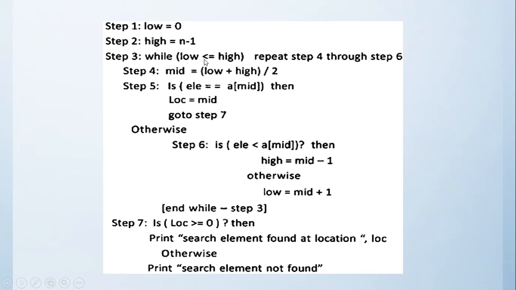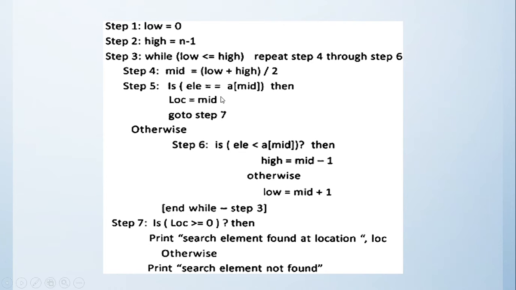While low is less than or equal to high, that means the lower bound is less than or equal to high, we have to repeat these steps. We will first calculate the mid, because we will compare our desired element to the mid. So for this we require mid first. I will calculate mid by adding low and high, then dividing by 2. So I have got the middle element.